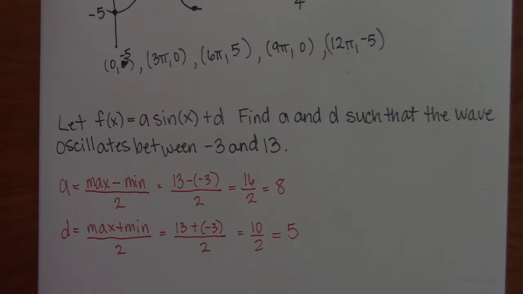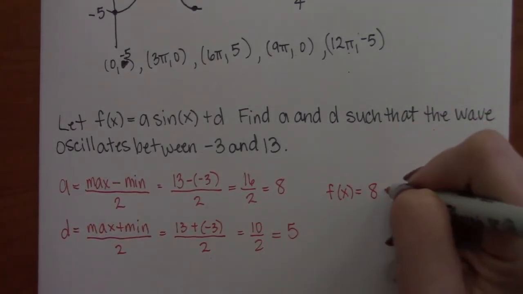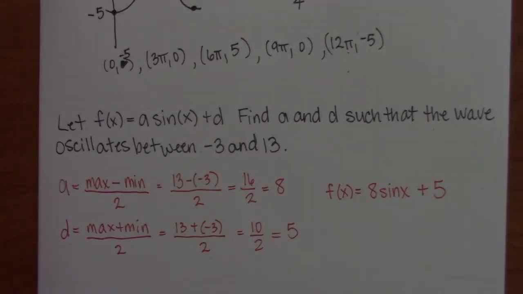For our final answer, we have to put these values back in the equation. So f of x is 8 sine of x plus 5. Now we can easily check ourselves because we actually know more than one way to do this. So the maximum of the wave should be the middle value plus the amplitude, and 5 plus 8 does in fact give us 13, right?